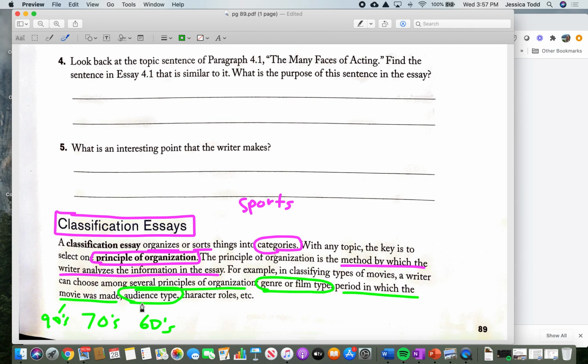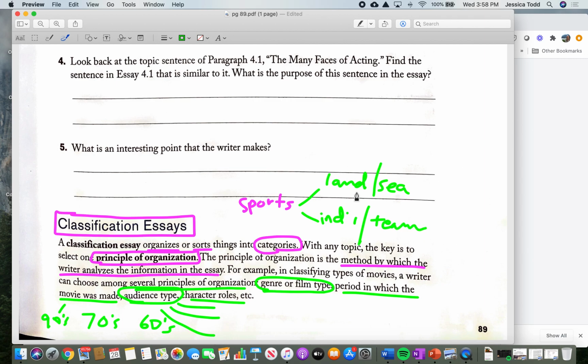Audience types could be another way to organize them. So we could talk about children's movies and teenager movies and adult movies, for example. And the last one is character roles. So we're just going to choose one principle of organization, but it's important to choose wisely, right? So I think for sports, a couple of students talked about land and sea, right? Land and water sports. And another way that we thought about sports was individual, right? By yourself. Or team was the other one, team sports.